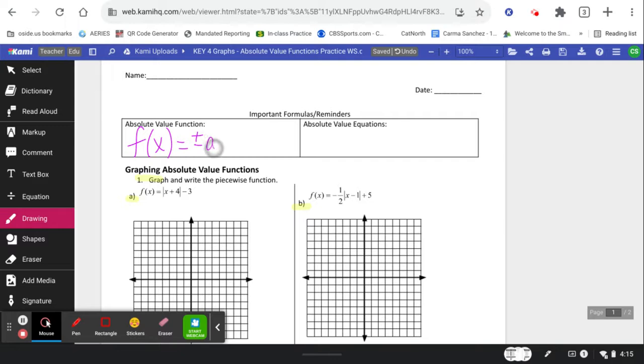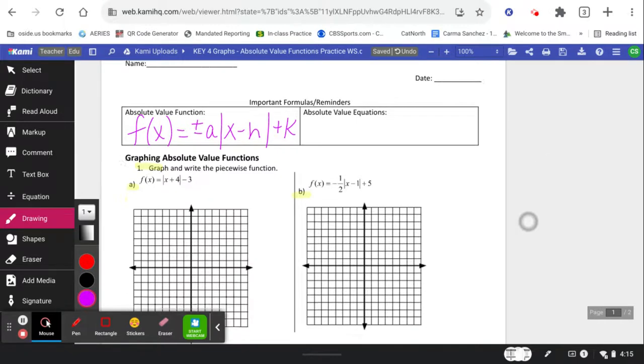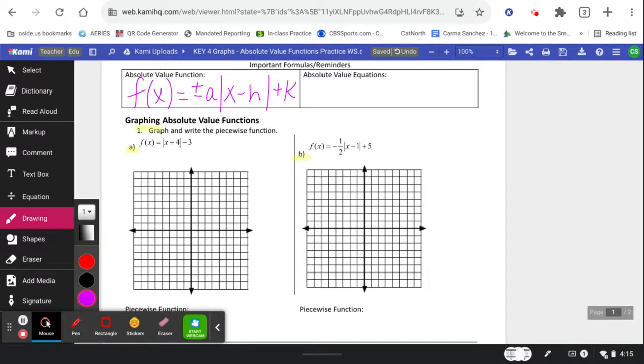Remember that the function has a formula of plus or minus a, absolute value bar, x minus h, plus k. And we're going to be solving the equations tomorrow. But for today, let's just focus on that graph function. Okay, so looking at this, we need to take out two things. We need to say what is our stretch, our slope, and what is our vertex.